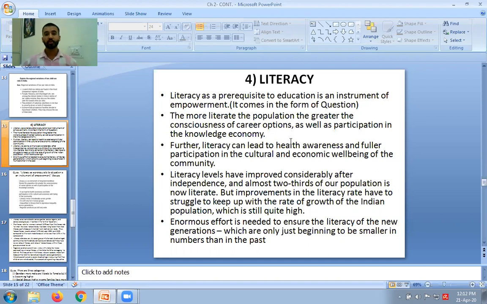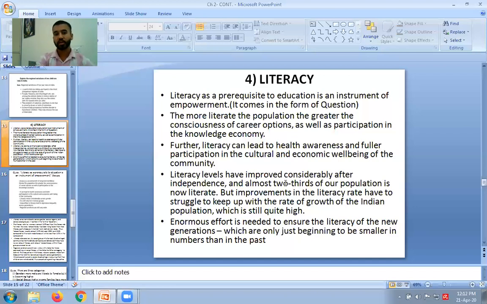An educated person always thinks about what is good for our society and what is not good for our society. So he always tries to behave and act in such a manner that it gives a lot of contribution to the nation's development, right? So literacy is very important. And this part which I am teaching you generally is asked in the exams, right?